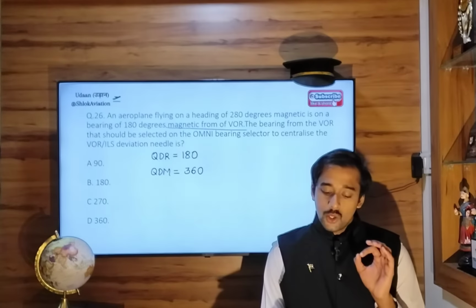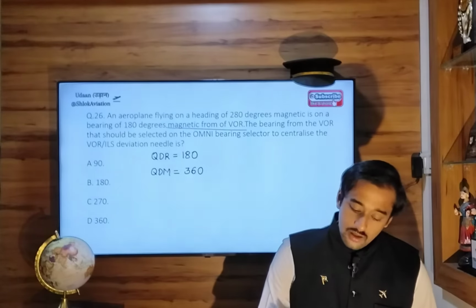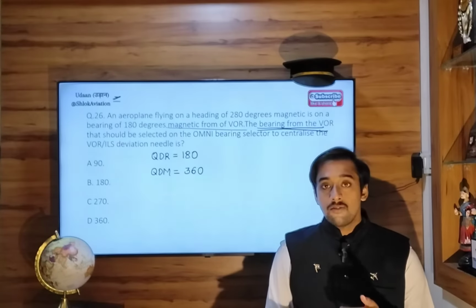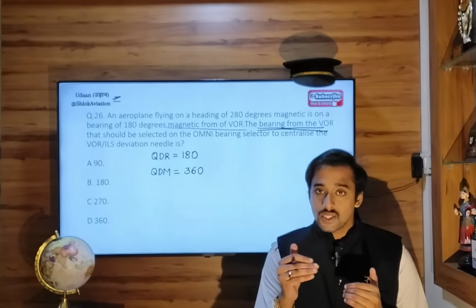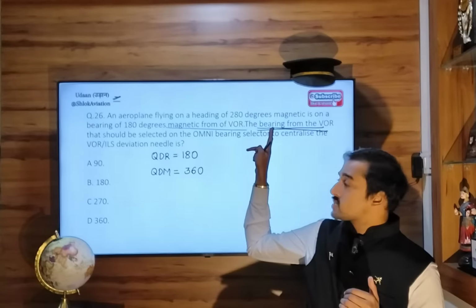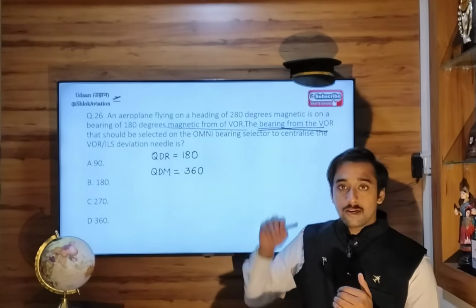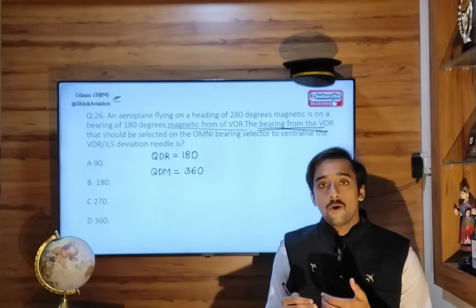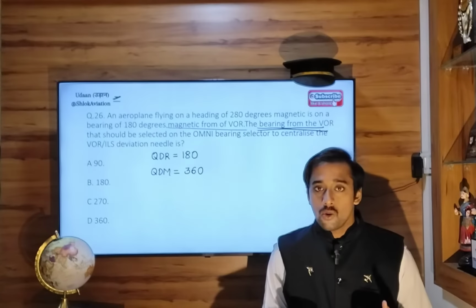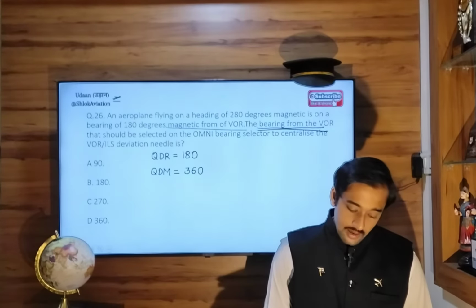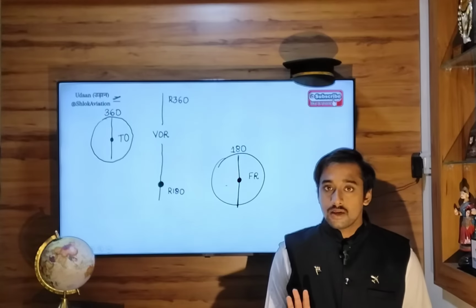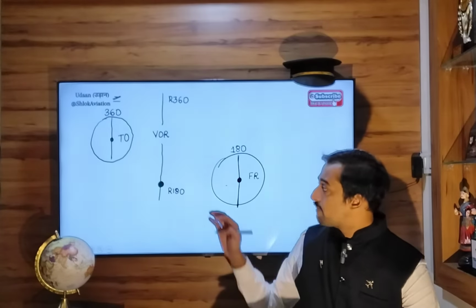So now you have to select an OBS with a bearing from the VOR. In the previous question, we selected an OBS setting which gave us a bearing towards the VOR. Over here, we have to select a bearing from the VOR. That means a setting which will take us outbound or away from the VOR. So the correct option will be different. My explanation is going to remain the same.